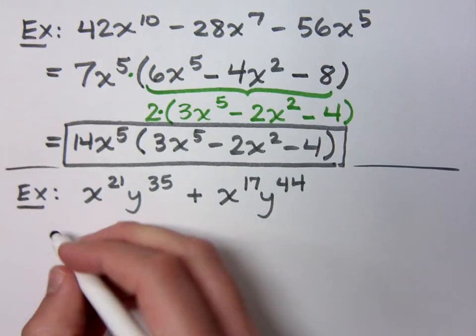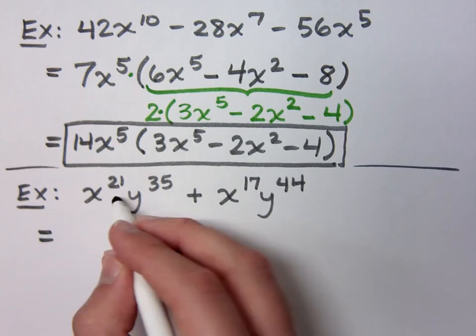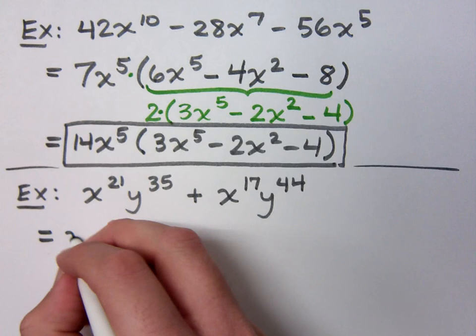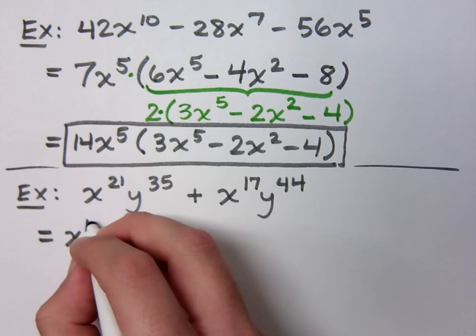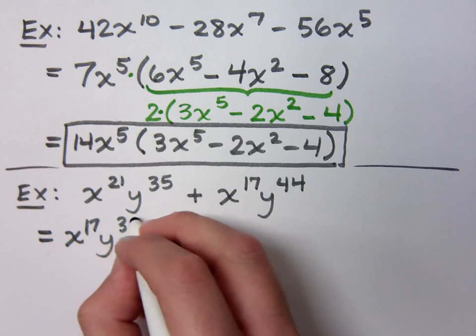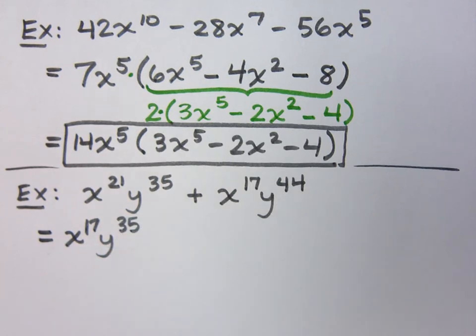Now here, what do you think is the greatest common factor? What do these guys have in common? x 17. They both have 17 factors of x. And y 35. They both have 35 factors of y. Do y'all agree? Now I want to make sure we do this piece by piece.